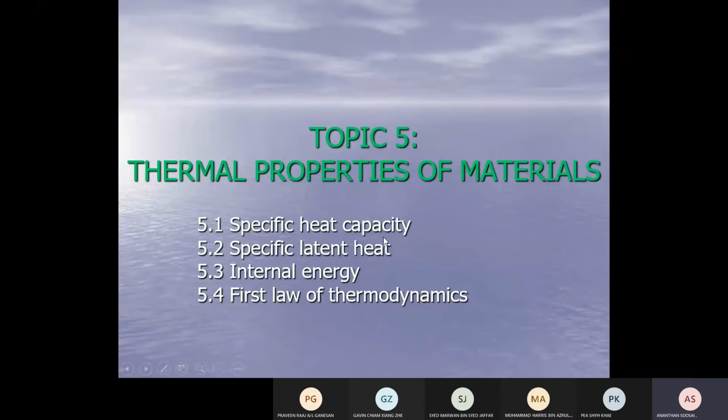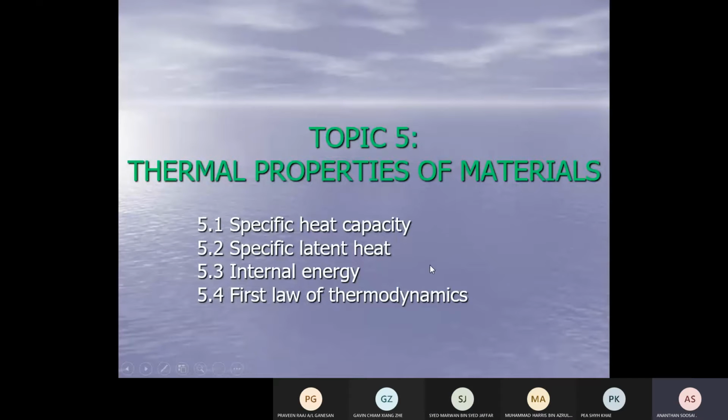The first one is familiar for you, right? You heard of specific capacity. You heard of specific latent heat, I believe. You heard of internal energy? I think not directly, not really in depth. You learned about internal energy last time, but not in depth. And of course, you never learned about first law of thermodynamics. So the first 2 is something you learned before. The last 2 is something new. Okay. So that's about this topic.